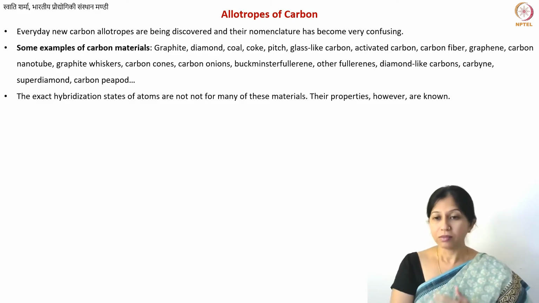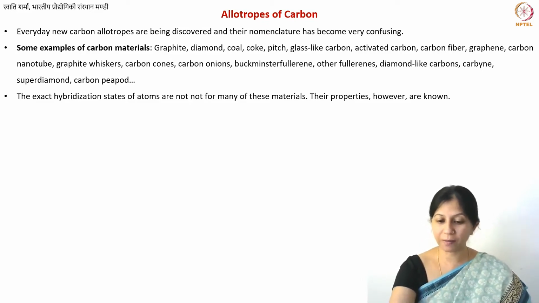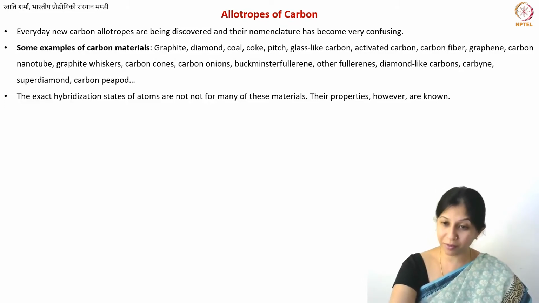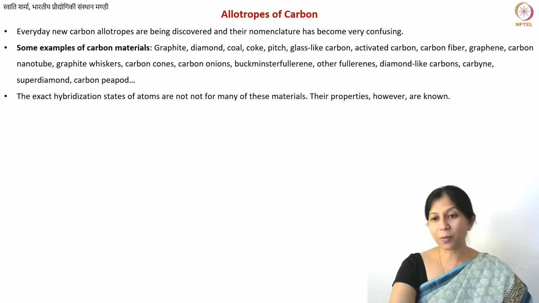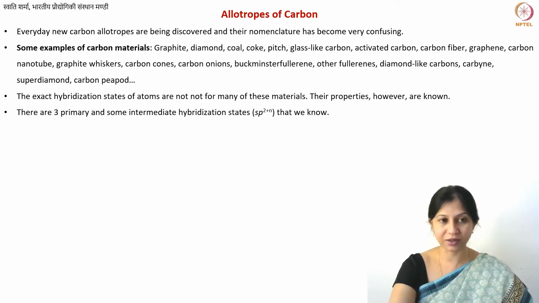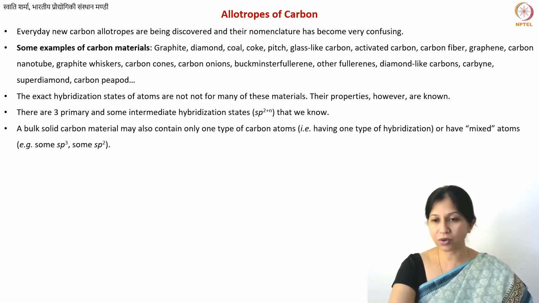Okay. Now the question, as I said, what is not really known in the case of many of these new carbon forms, you can call them allotropes, is the exact hybridization states. The properties are known. If you can physically make something, then you can measure the properties. This is always the case. So then you can also back calculate the hybridization to some extent. Okay. So, 3 primary hybridization states and 3 primary allotropes.